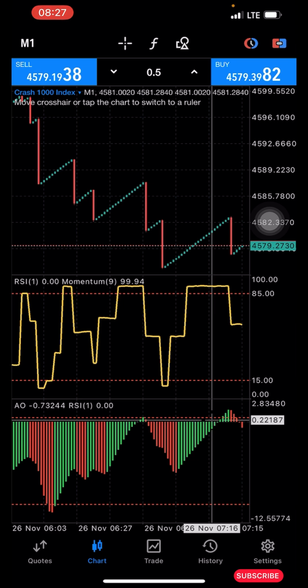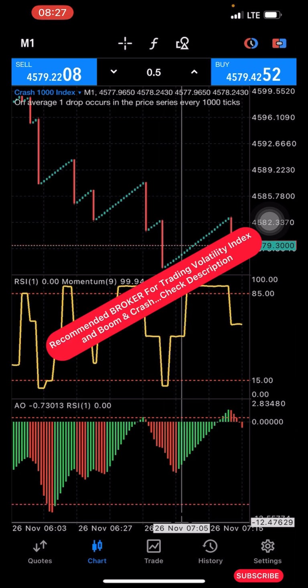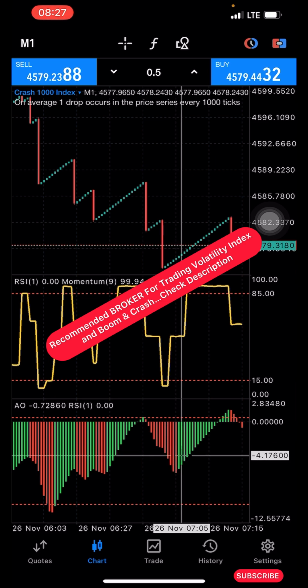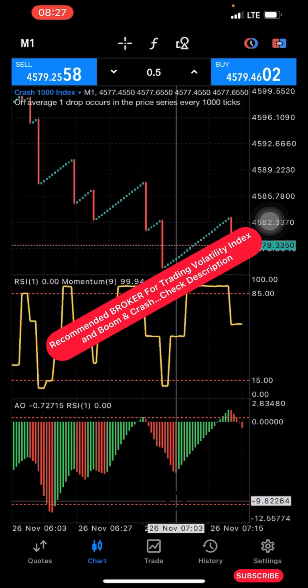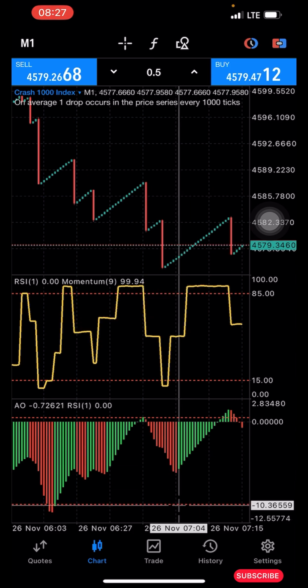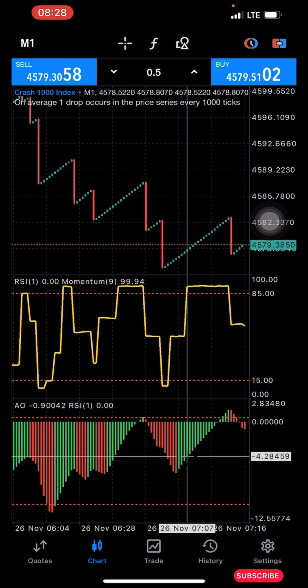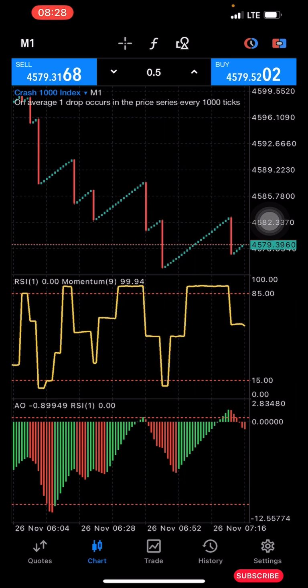Now in this kind of situation, you can see that the momentum is at the oversold level, but the awesome oscillator is not yet at the oversold level. So in this kind of situation, you don't need to take entry. You need to wait for the awesome oscillator to also get to the 15 level, our oversold level, before you take advantage of it. It not reaching the 15 level here means that there's still going to be more spike, and you need to avoid that. You need to play safe always with this strategy.